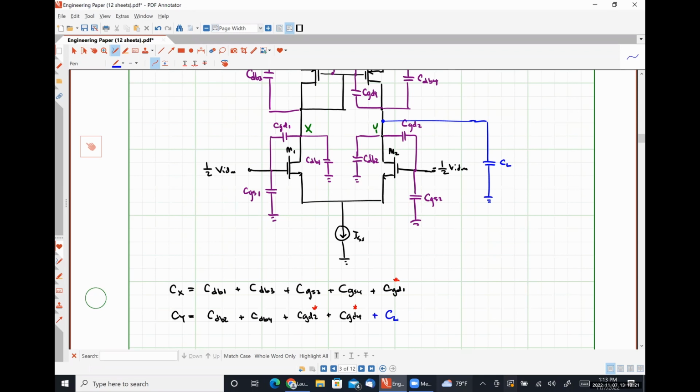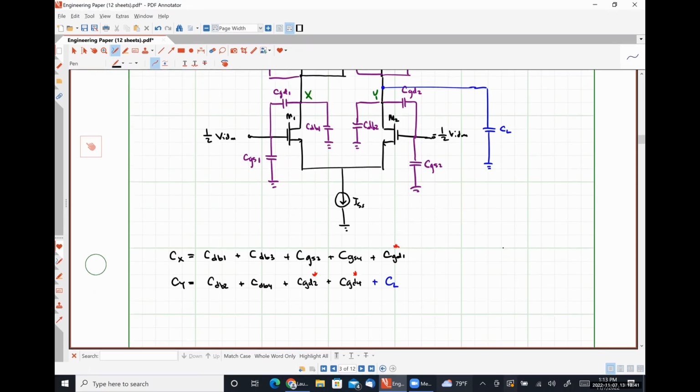So I now know all of my capacitances, or what the equivalent capacitance connected at node X looks like, what the equivalent capacitance at node Y looks like. Okay, I know the equivalent resistance connected to node X. I know the equivalent resistance connected to node Y. So I'm going to put all of this information together.